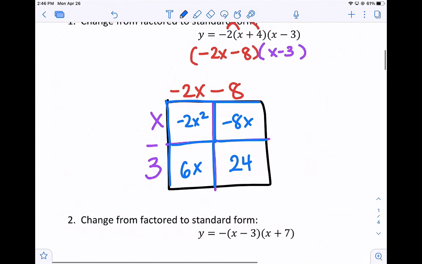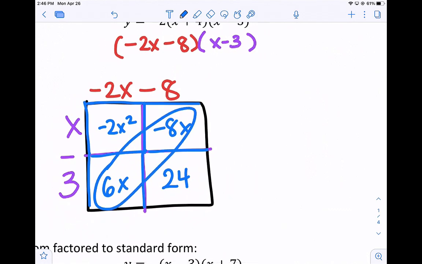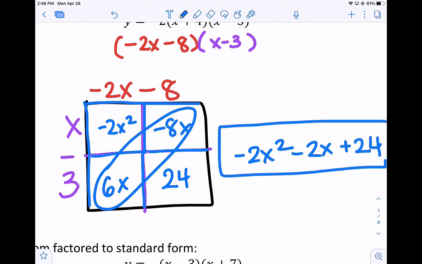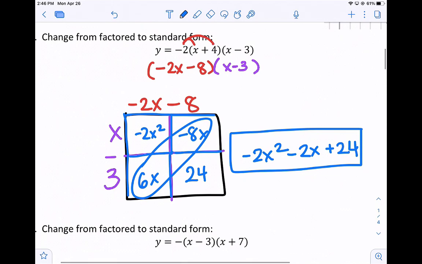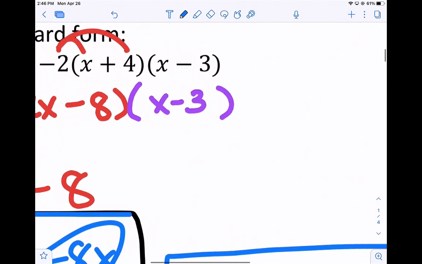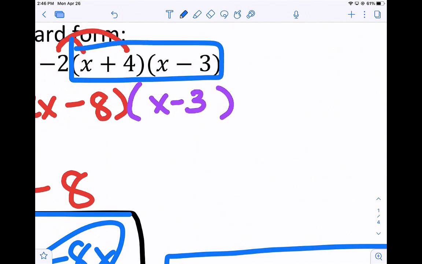Our final answer, then, we're going to combine like terms here. We have our negative 2x squared. And then 6x minus 8x, that's minus 2x. And then plus 24. This is standard form when it's all multiplied out. So when you convert from factored to standard form, you multiply any 2 together first and then take that answer and multiply it by the third thing. Sometimes it's just like multiplying 2 things together, and if it's just 2 things, you would just put them right on the outside of the box and then get the inside.